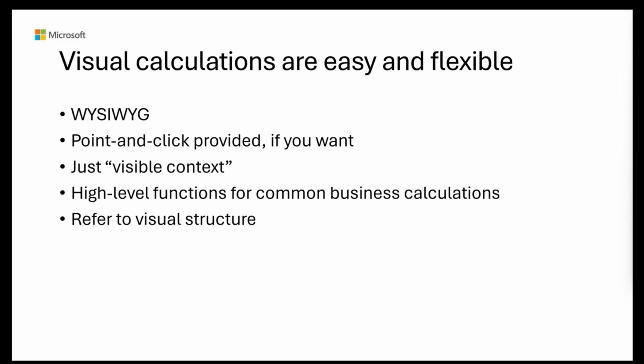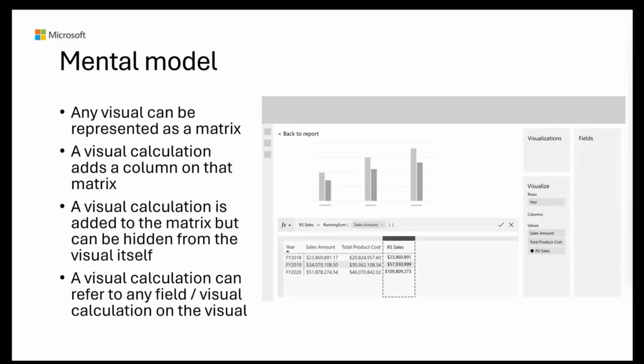We'll have high-level functions, things that make this DAX way easier. We'll talk about that, and you can refer to visual structure because suddenly we now have a DAX construct that's inside of the visual. Okay, so that's what you need to know about visual calcs. Now, this is the single most important slide. So if you forget everything that I talked about today, this is the one thing that I want you to remember. That is that the mental model of visual calculations is you can represent any visual as a matrix.